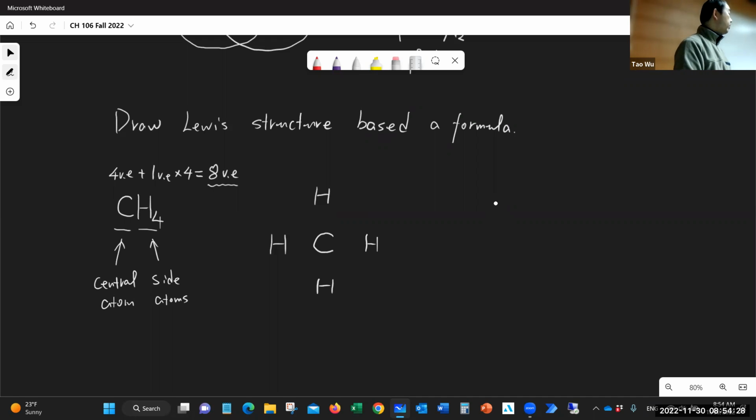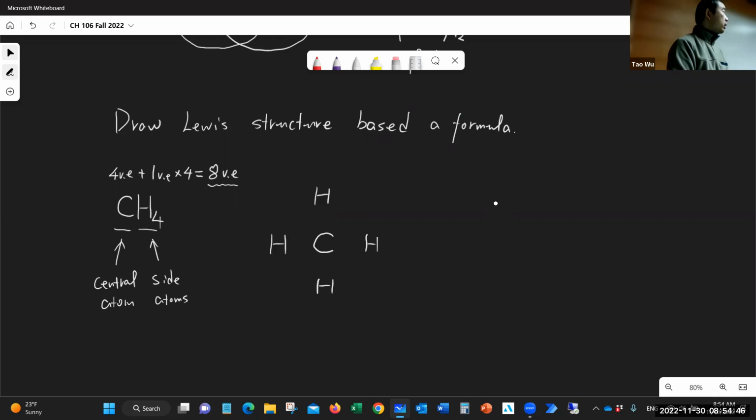In most cases, the valence electron count for a compound should be an even number. All right, then let's see. You need to draw 8 dots. Then let's see how we do this.